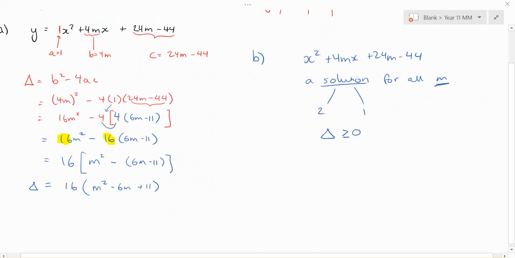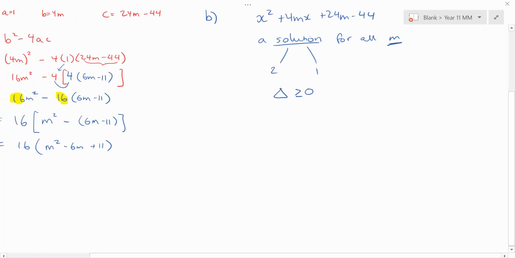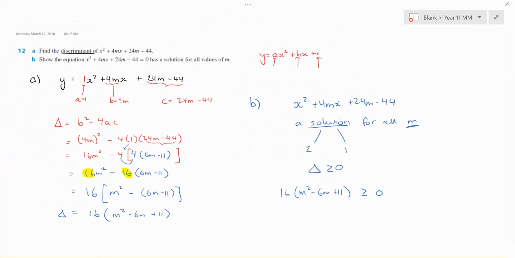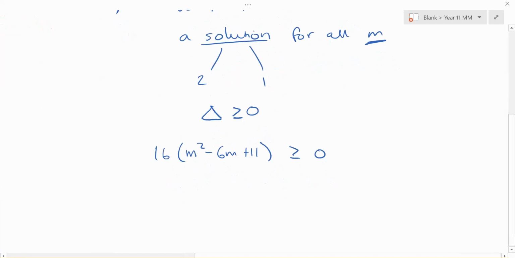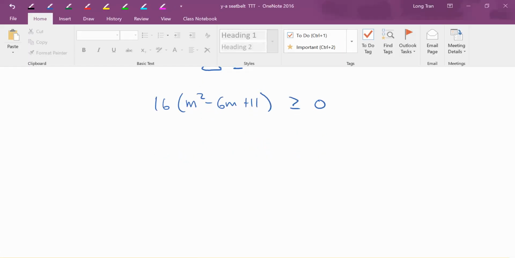Yeah? So what you're really wanting to show in B is that the discriminant is bigger than or equal to 0, and we know that the discriminant we just figured out before was m squared minus 6m plus 11. We want that to be greater than or equal to 0. True? Now, if we can somehow show that this expression is always going to be bigger than or equal to 0, then you've achieved your goal.